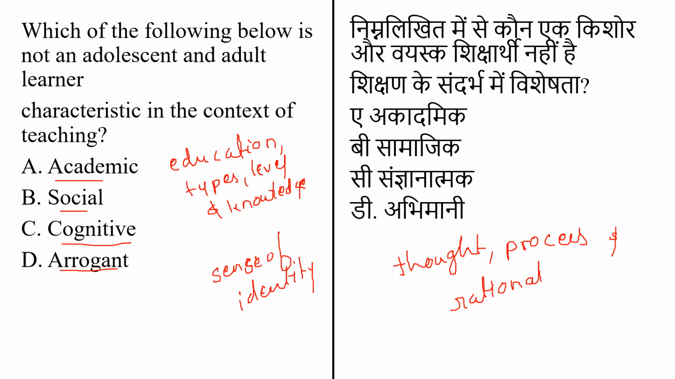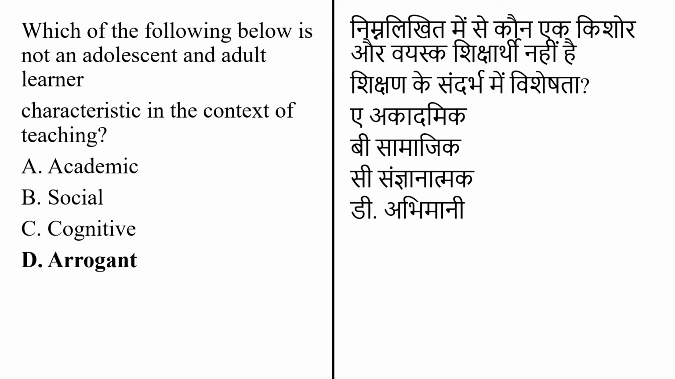And the last one is emotional. The way a person thinks and feels about himself and the others, that involves the thought of a key to the emotional development. Adolescents get easily offended, sensitive to criticism and shift mood swiftly. The correct answer here is option number D, that is arrogant. It is not an adolescent and adult learner characteristic in the context of teaching.